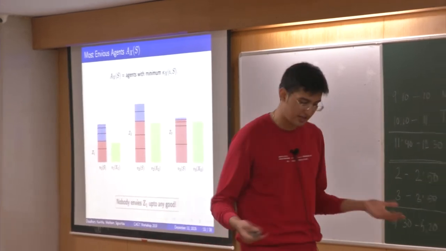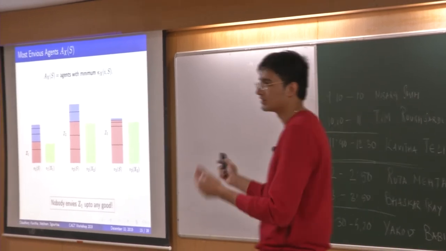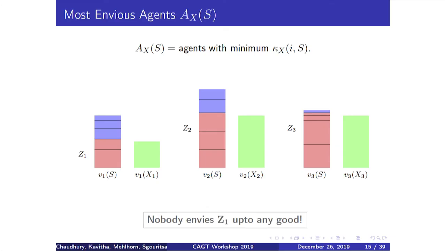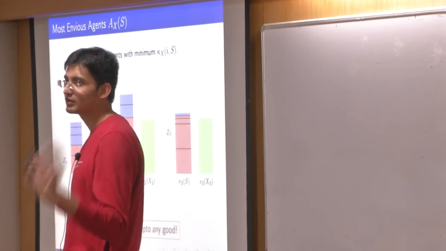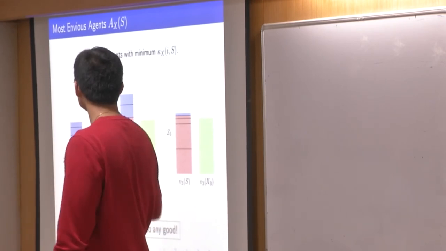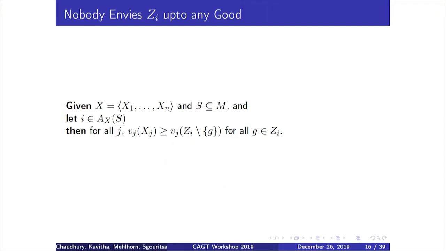Because first of all, it is more valuable to the agent than its current allocation, and everybody's fine with it, kind of. Like, nobody would oppose if I say give this set to this agent. Okay, so these are the 2 simple tools that I wanted to introduce, the envy graph and the notion of the most envious agent. And surprisingly enough, this is sufficient to get our results. So this is kind of formalizing what I just now said. So given a partition, take any subset, identify the most envious agent, then I claim that none of the other agents strongly envies this subset. Nobody envies this up to any good.